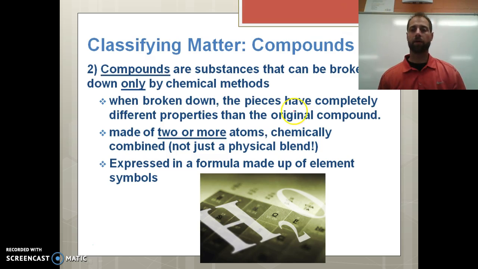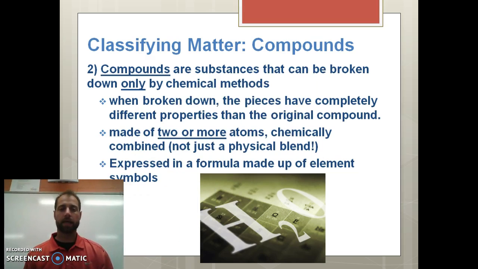The other type of pure substance is a compound. And compounds are substances that can be broken down only by chemical methods, and that's because the pieces of a compound are made up of 2 or more atoms that are chemically combined. So it's not like we just mix them up and they form this compound. Instead, those atoms have to chemically bond together.